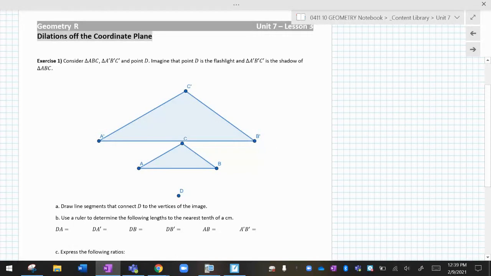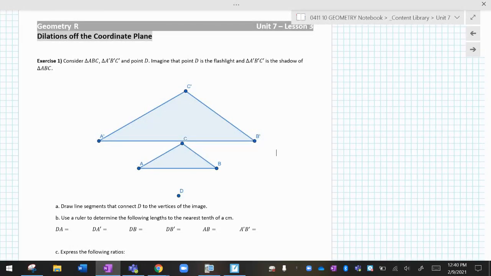Right now, I am working on the lesson called Dilations off the Coordinate Plane. Prior to this, we did dilations on the coordinate plane, where in short language, you multiply the coordinates by the scale factor when you dilate from the origin. Well, what if I want to dilate from a point, but I don't have a grid? What do I do then? That's what this lesson is about.